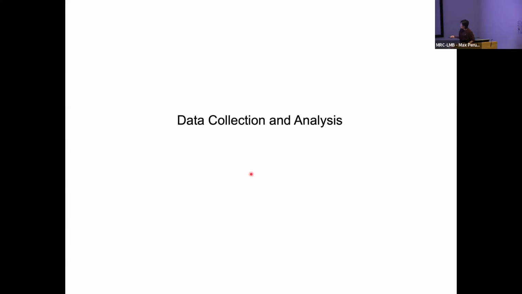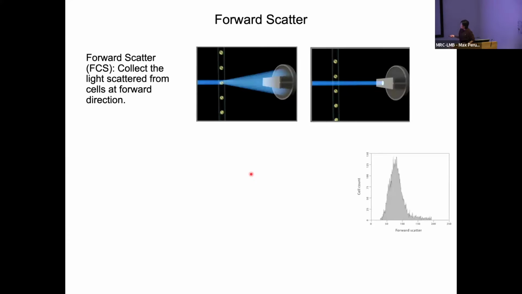So how do we collect the data, how do we analyze the data on a flow cytometer? I have to introduce forward scatter and side scatter.